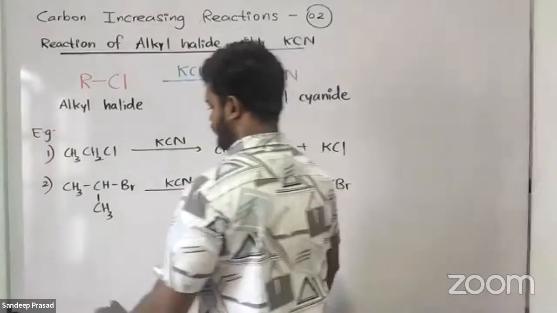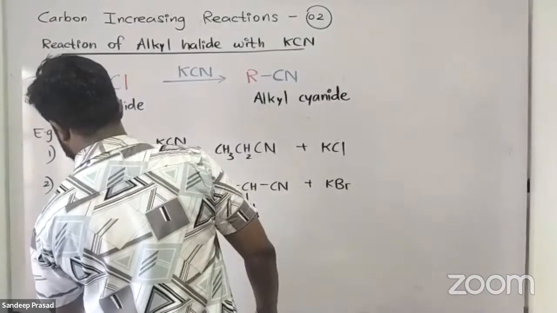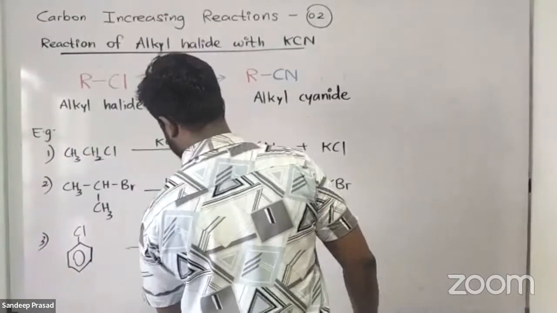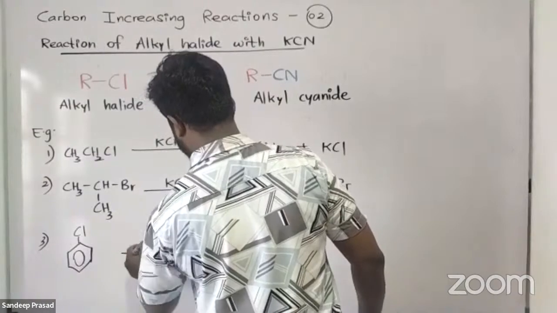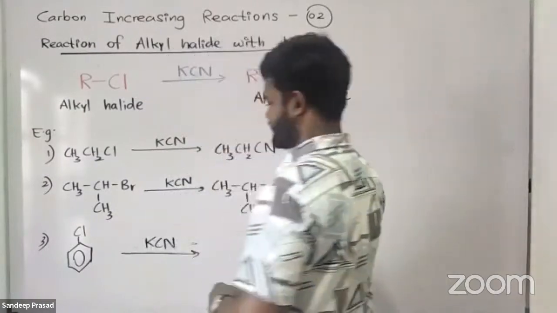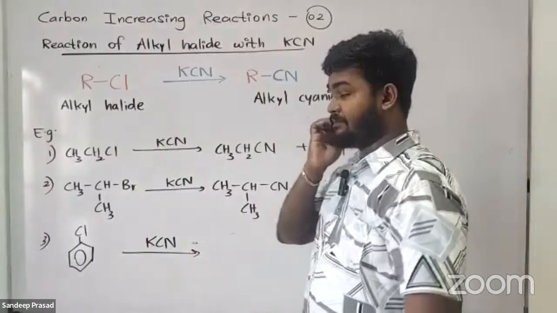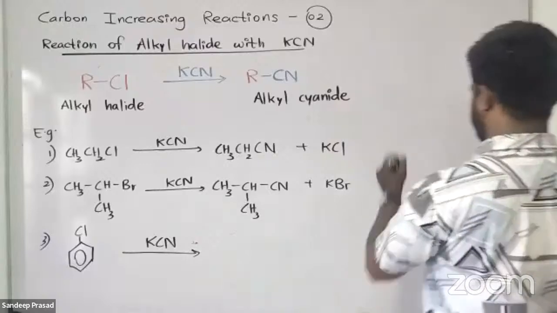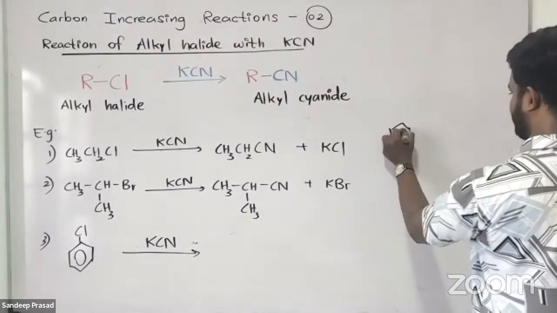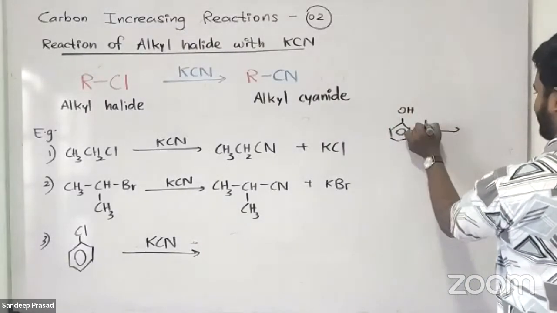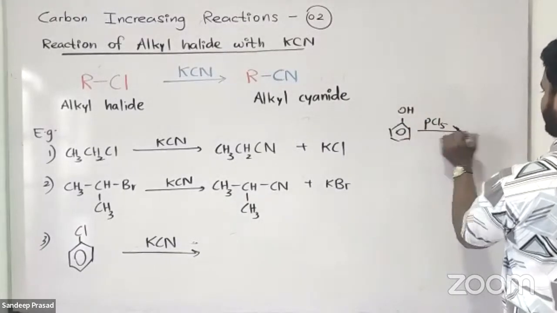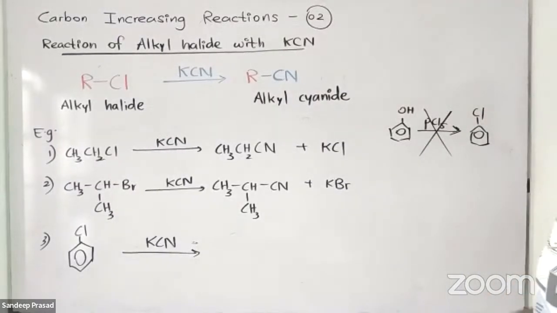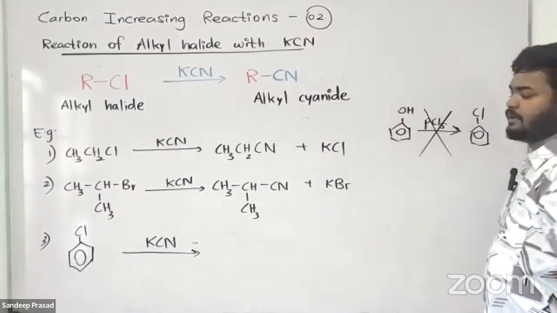Third one, chlorobenzene. Can we have that kind of reaction? No, there is no reaction. We have discussed this previously. Can you remember for phenol, when we had PCl5, no reaction? Under the special conversion reactions, we learned that by adding PCl5, we cannot form chlorobenzene. There is no reaction like this because of the resonance stability of this compound.